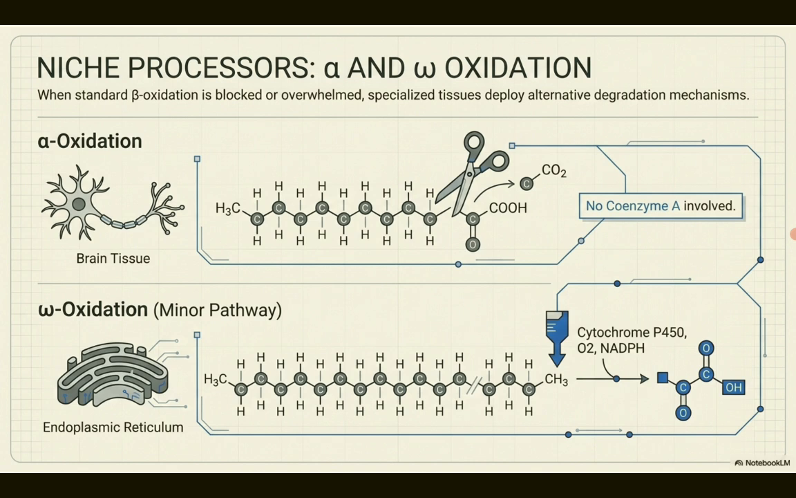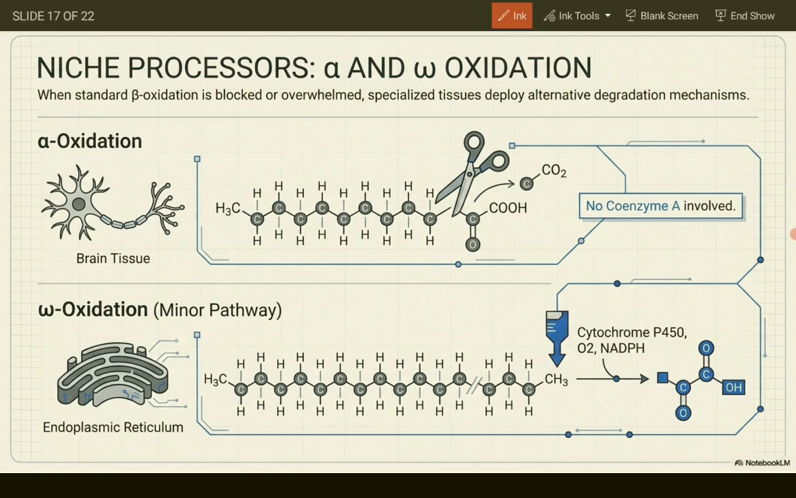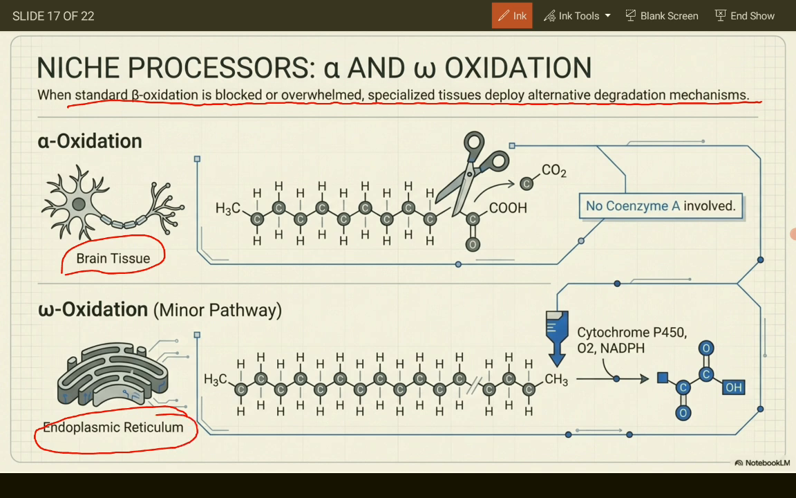Niche processes: alpha and omega oxidation. When standard beta oxidation is blocked or overwhelmed, specialized tissues deploy alternative degradation mechanisms. Here you can see alpha oxidation occurs in brain tissue, and omega oxidation is a minor pathway that happens in the endoplasmic reticulum.